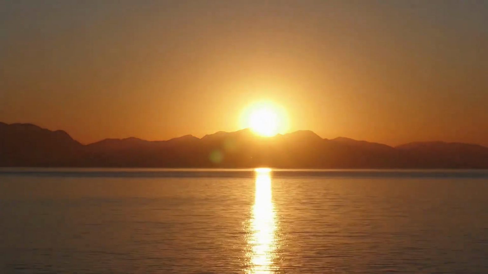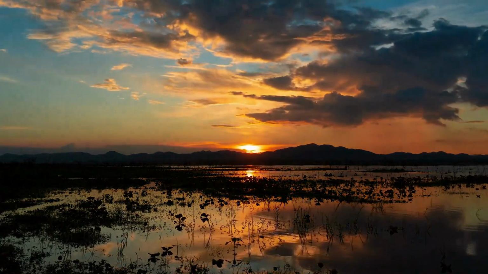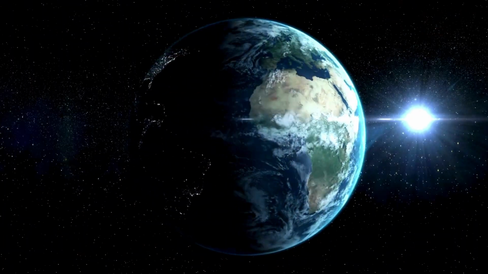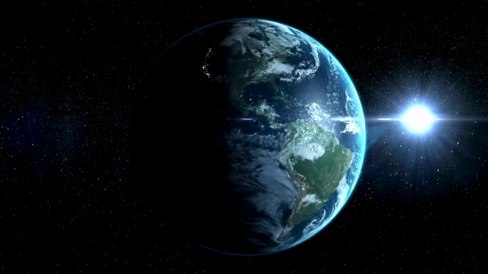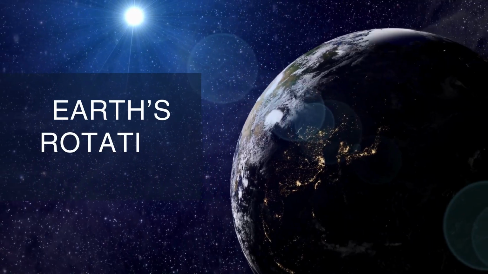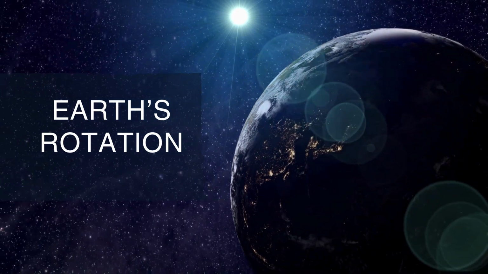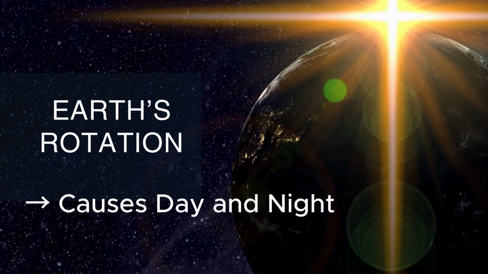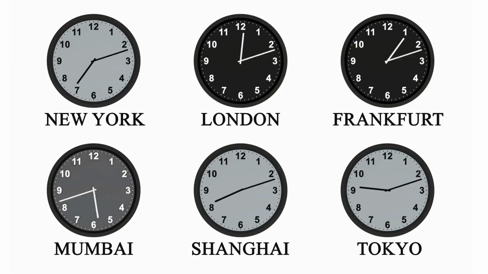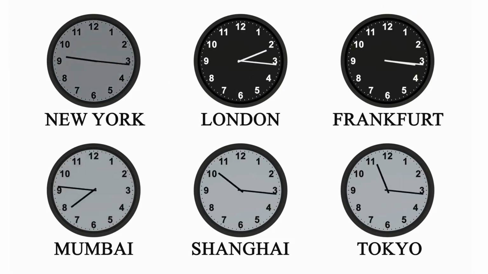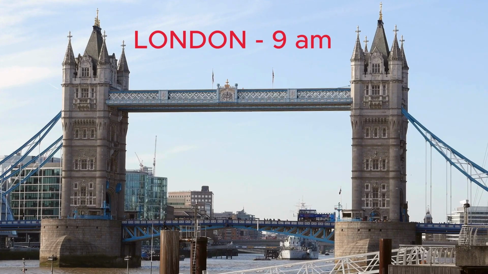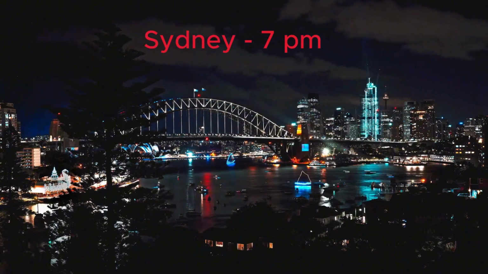What makes morning happen? Why does the sun go down in the evening? The answer lies in Earth's spin. Earth spins once every 24 hours. This rotation brings different parts of the planet into sunlight and then into night. That's why we have time zones. When it's morning in the UK, it might be night in Australia.